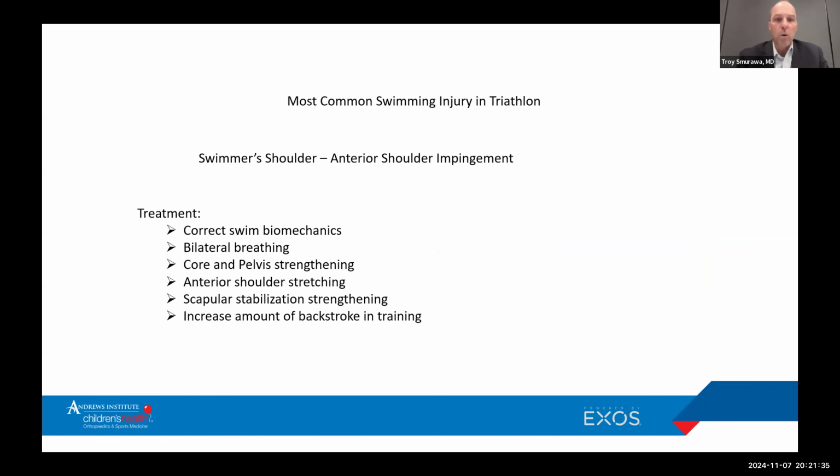And the way we correct it is first of all, correct any swim biomechanics, learn how to bilateral breathe, focus on core and pelvis strengthening, anterior shoulder stretching, scapular stabilization strengthening. And I tell people that when you're swimming, to try to increase the amount of backstroke you're doing in training in the pool, and that will help with those scapular stabilization strengthening exercises.